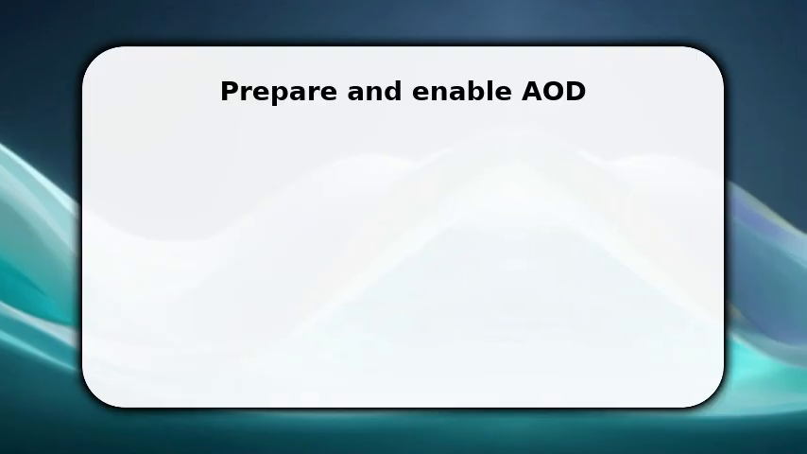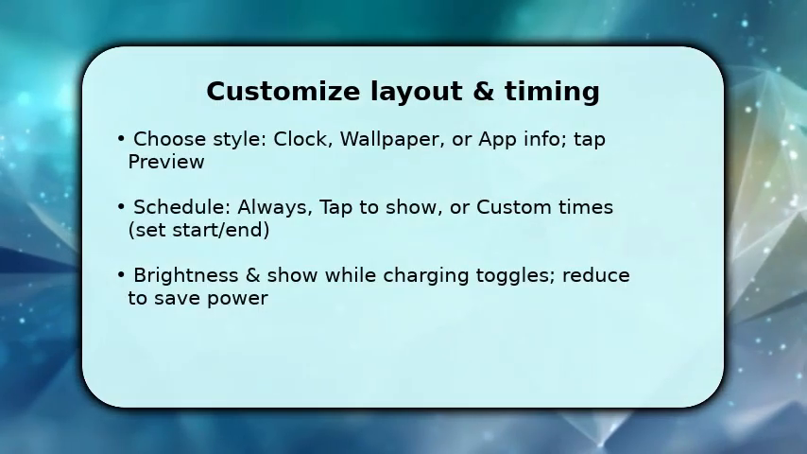Now go to Settings, tap Lock Screen, and choose Always on Display. You're making the base changes that enable customization and prevent interruptions, so follow each step in order before moving to layout and timing. Next, focus on what appears and when.